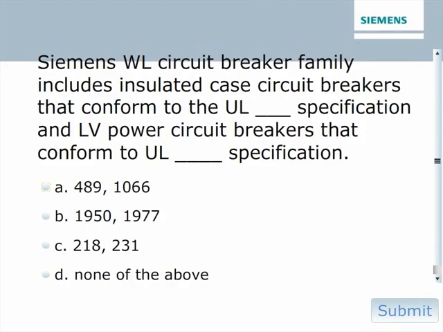Question 20. Siemens WL circuit breaker family includes insulated case circuit breakers that conform to UL blank specification and LV power circuit breakers that conform to UL blank specification. Is it A, 489 1066, B, 1950 1977, C, 218 231, or D, none of the above?